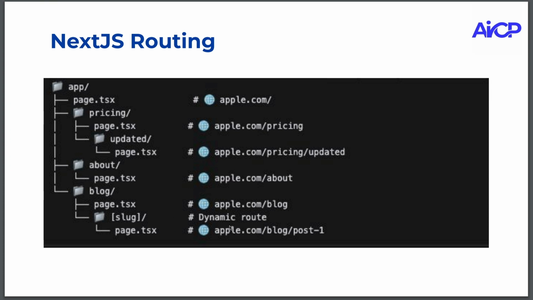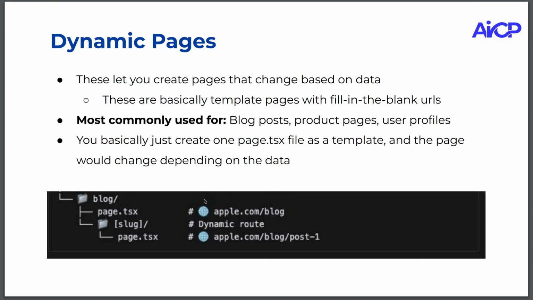So I'll quickly go over what dynamic pages are here. Dynamic pages essentially let you create pages that change based on data. So these are basically template pages with fill in the blank URLs. And these are most commonly used for blog posts. So the URL would be right here, blog post, post 1, post 2, post 3. It can also be used for product pages if you have an e-commerce site. So it could be /products/shirt/pants/long sleeve shirt, or it can be user profiles. So it'd be apple.com/user, and then it'd be /John/Jane, etc.